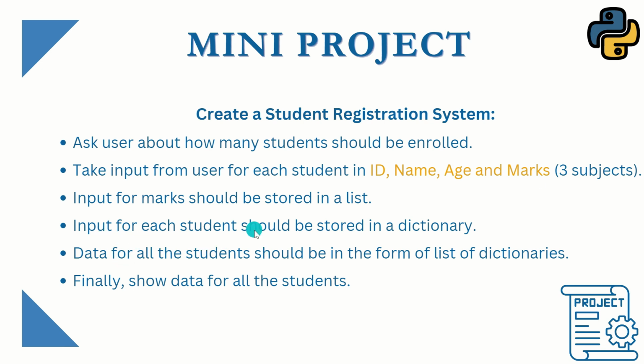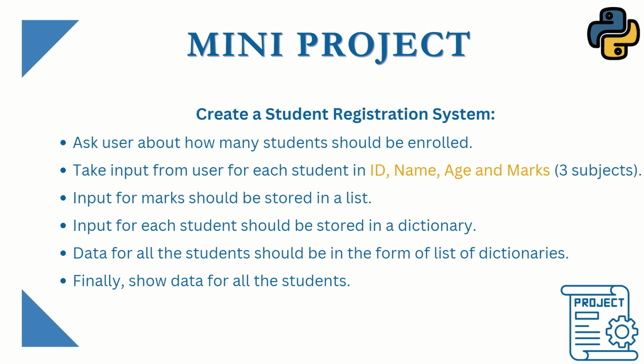Then input for each student should be stored in a dictionary, just like the previous video. But in the previous video, we were not taking input from the user, right? So the input should look like something that we have done in the previous video. And finally, the data for all the students should be stored in the form of a list of dictionaries. So if the admin says, I need a record for 100 students, there should be one list that contains 100 dictionaries, and each dictionary corresponds to each student.